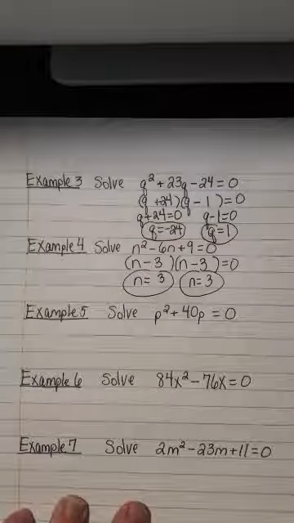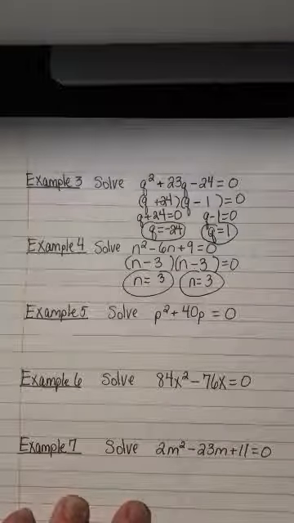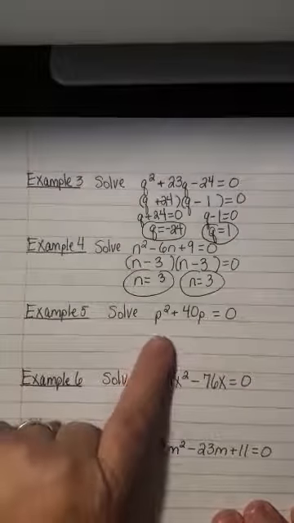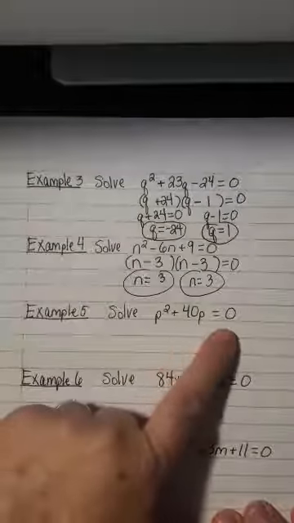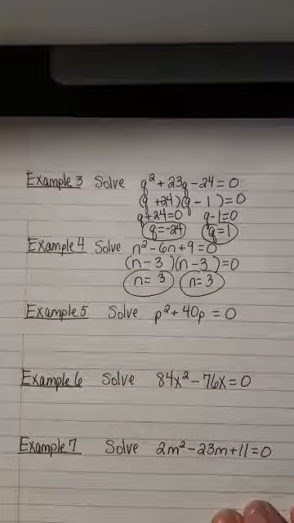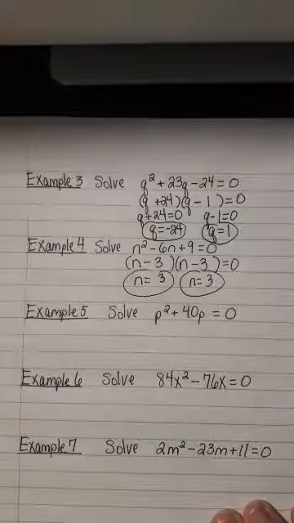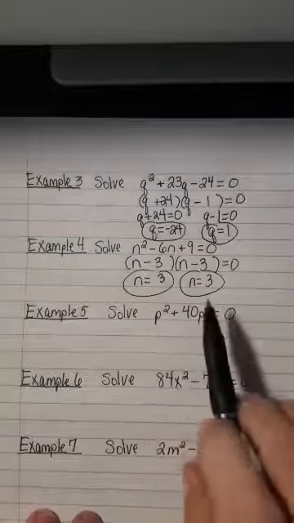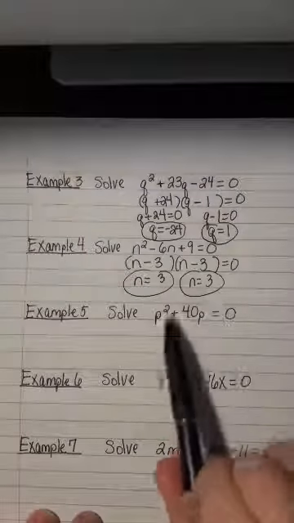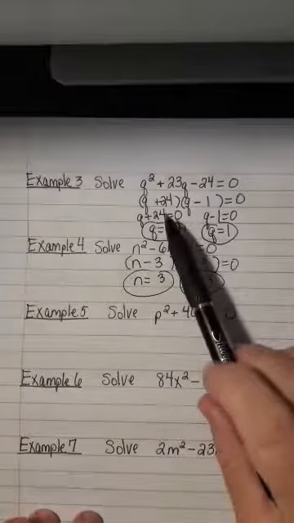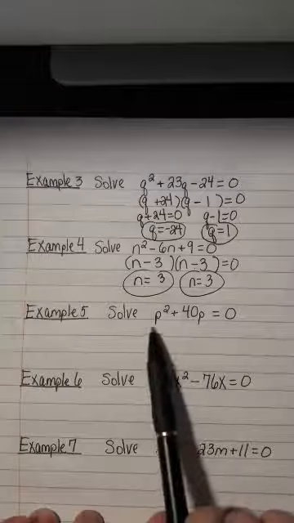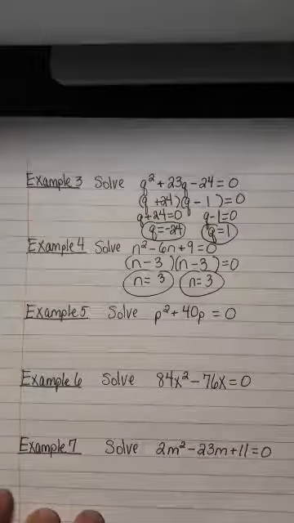Okay, example 5. Here we're going to solve p to the second plus 40p equals 0. So now what you should notice is this looks different. There's not a trinomial. You've got two terms, and you're missing that third term at the end. So you can't factor it into your two parentheses like we did on our trinomials. This one you just pull out a GCF.